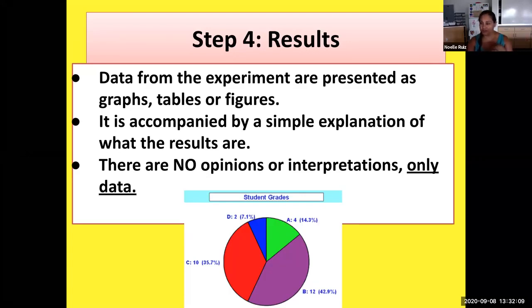You have a pie chart. It's about student grades. How many people in that particular class got an A? Put it in the chat box. How many people got an A out of these student grades? 4. Good, Salvador. Yep. And then how many people got a C? 10. Good, Salvador. Good, Sarah. Joshua, Davian, very good.